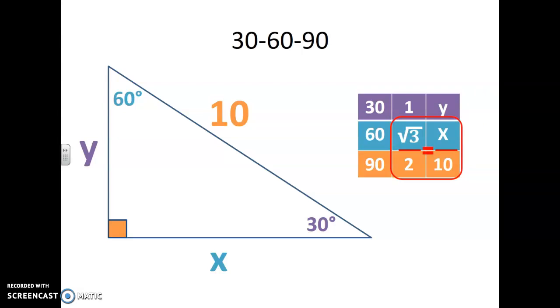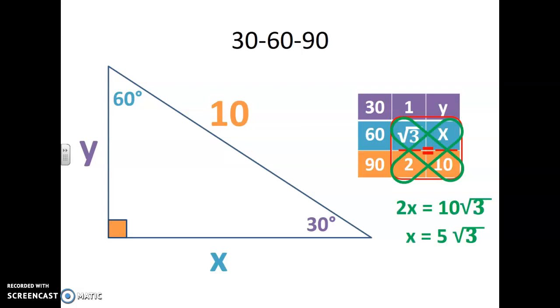So here's your proportion. We have radical 3 over 2 is equal to x over 10. Now you cross multiply. Radical 3 times 10, 2 times x. Divide both sides by 2 because you have a number in front of the variable. And then you have 5 rad 3.